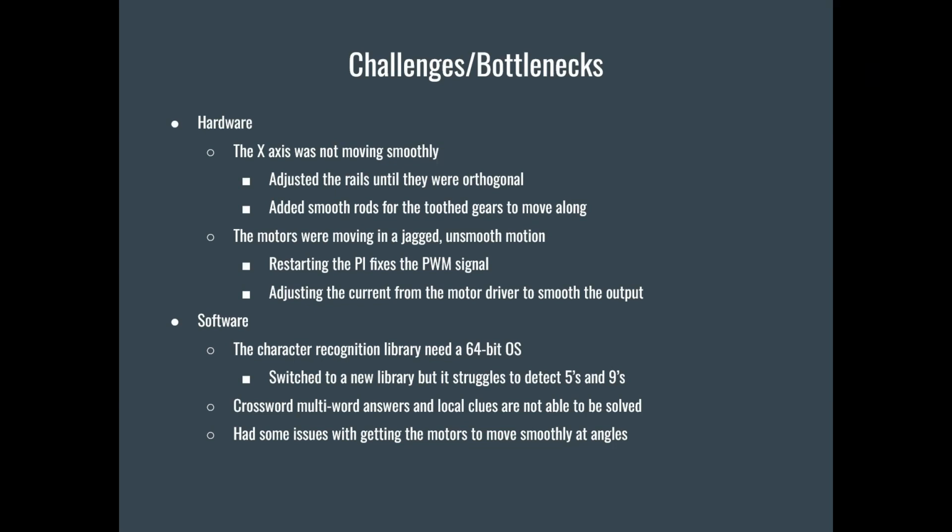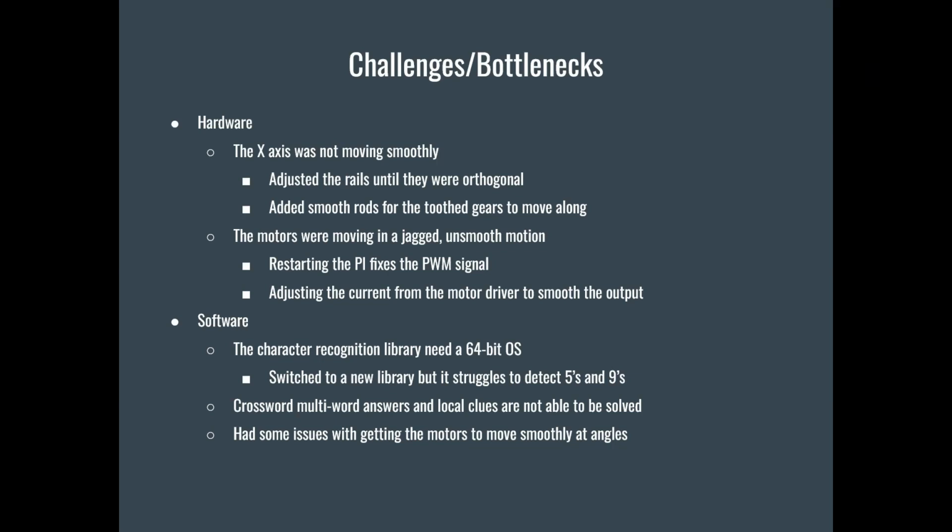In the software, we ran into some errors with our character recognition library needing a 64-bit operating system. But since our Pi has a 32-bit operating system, we had to switch to a new character recognition library. This new library struggles to detect 5s and 9s, but we can still solve our Sudoku puzzle with this limitation. We just will sometimes write over the 5s and 9s that are printed out.